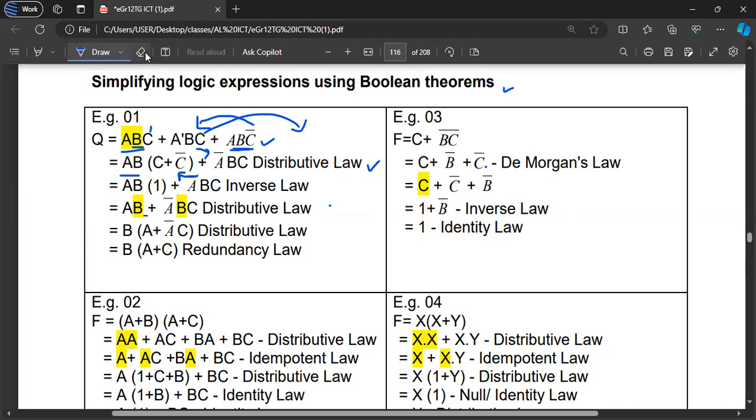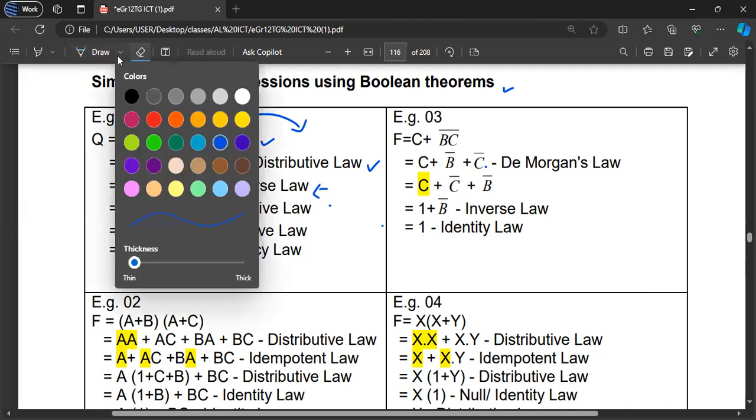Then students, next what I did was, here we know C plus C bar is equal to what? 1. C plus C bar is equal to 1. I have taught that law, that is the inverse law. So within AB's brackets is 1, then plus A bar BC, right? Plus A bar BC will remain as it is.